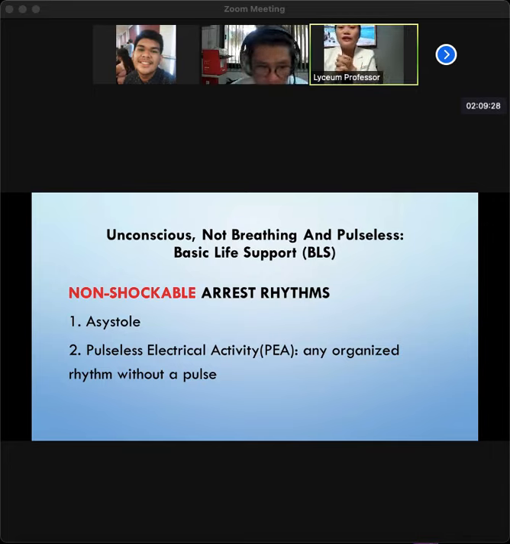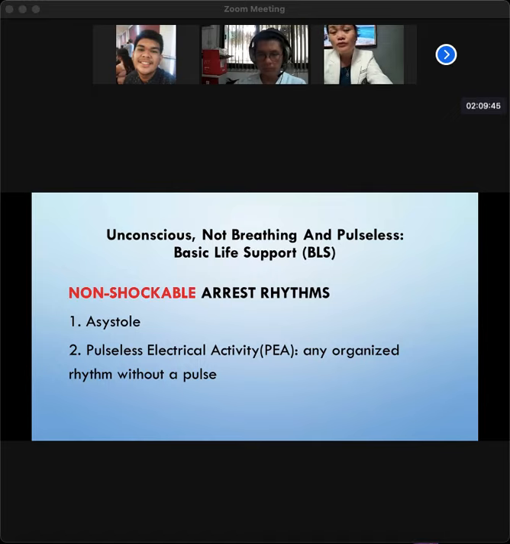Okay, so the next one is the non-shockable arrest rhythms. Okay, you have 2. Okay, for non-shockable. For shockable, you have 3. VFib, VTAC Pulseless, and your Atrial Flutter. For non-shockable, you have 2. Okay. For your non-shockable arrest rhythm, you have asystole and your pulseless electrical activity, or PEA.